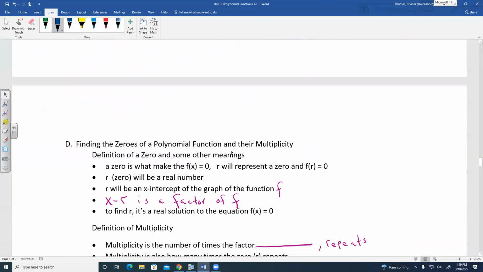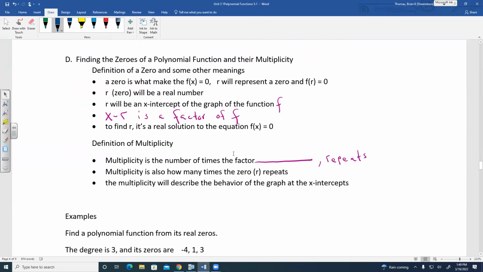So this is where this takes us. Finding the zeros of a polynomial function and their multiplicities. Getting back into some algebra skills. The definition of a zero has some other meanings. A zero is what makes the function turn into 0. So f of x equals 0. In other words, y is equal to 0. Keep that in mind.